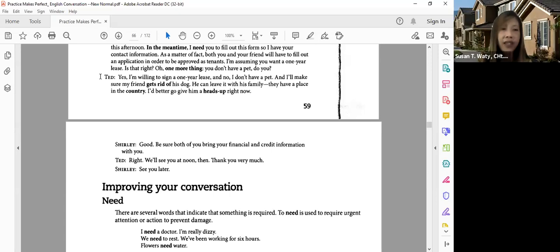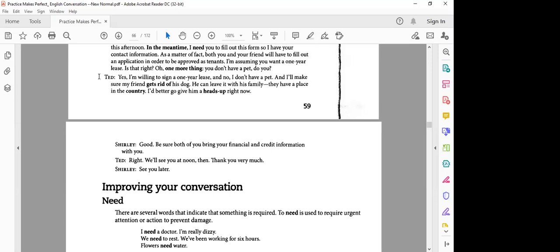Okay, let's do it. Yes, I'm willing to sign a 1 year lease. And no, I don't have a pet. And to make sure my friend gets rid of his dog, he can leave it with his family. They have a place in the country. I'd better go and give him a heads up right now.